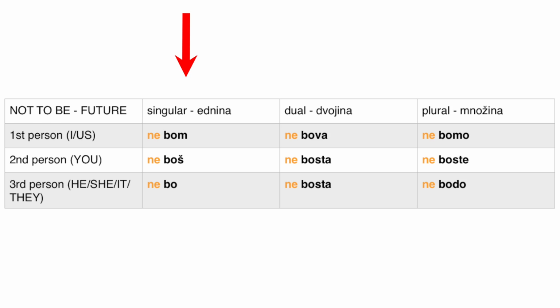So first person singular is nebom. Second person singular is nebosh. Third person singular is nebo. Then we have first person dual, nebova. Second person dual, nebosta. And third person dual, nebosta. First person plural is nebomo. Second person plural is neboste. And third person plural is nebodo.